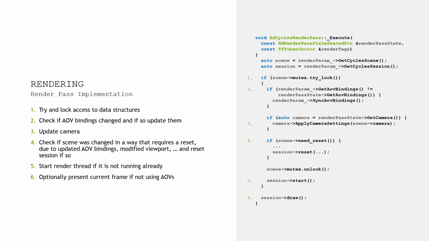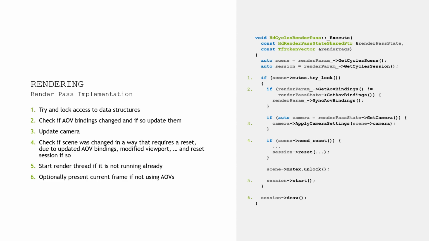Once everything was updated, it can check the Cycles scene to see if the session needs to be reset. This is where, among other things, the tag update calls seen in the primitive implementation earlier come into play. They did set the bit Cycles uses to check modifications, which are checked here through the need reset method. The Cycles session generally needs to be reset whenever changes to the scene happen that require path tracing to restart from scratch, for example because an object was moved or the AOV bindings changed.